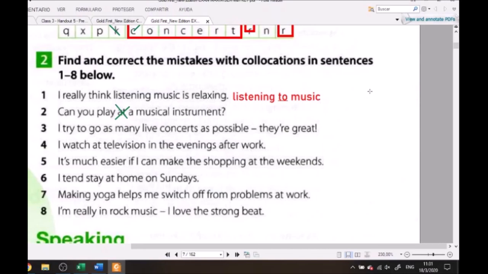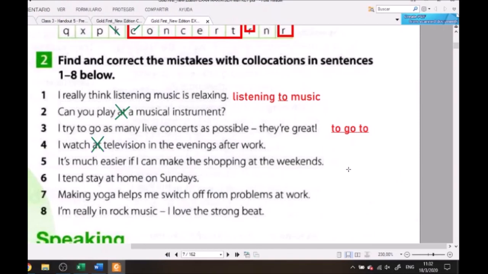Number three, I try to go as many live concerts as possible. What about that one? Are you sure? Can you post your answer in the chat? Yes, again, to is missing. So we say try to go to as many concerts as possible. To go to, sounds like a tongue twister, but that's the correct way. Have a look at number four. Yes, you watch television, no preposition here.